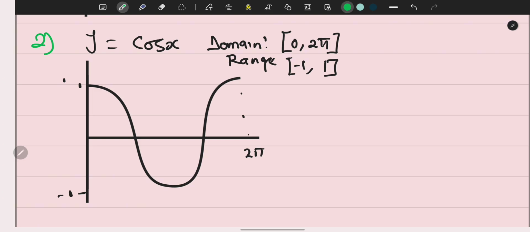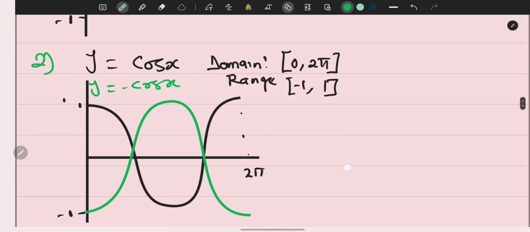So what of y equals minus cos x, which is the reflection of cos x? You can see that cos x starts from the maximum. For minus cos x, it's going to start from the minimum, and we're going to have something like this. So this is the graph of minus cos x. The green one is for minus cos x, while the black one is for cos x. You have the same domain and range for that.